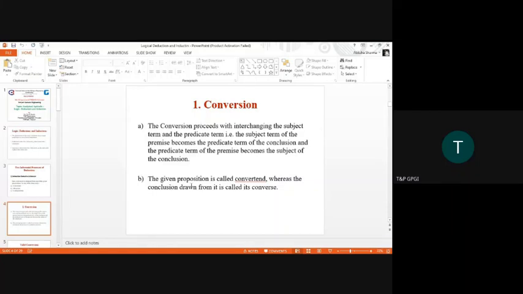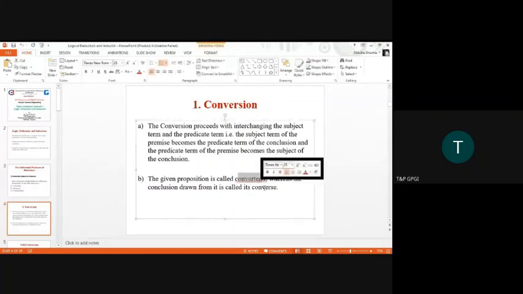Second, the given proposition is called convertant, whereas the conclusion drawn from it is converse. मतलब जो proposition दिया है, that means the statements which will be given to you, they are called convertant, and the conclusion that you draw out of them is converse.